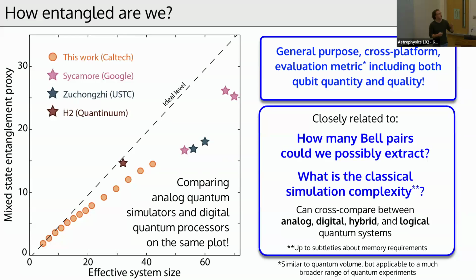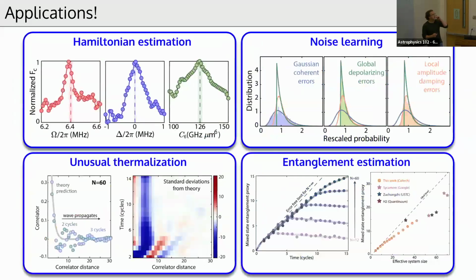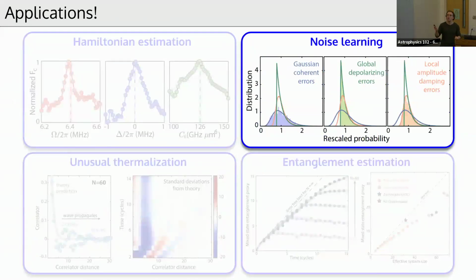Okay, that's entanglement estimation. What else can we do when we have a fidelity measure? Well, the next thing we can think about is that we can measure fidelity, so how can we improve it? How can we learn the noise of our system? Before we go on there, any other questions about estimation? Okay, great. So we're going to think about how we can learn the noise of our system.